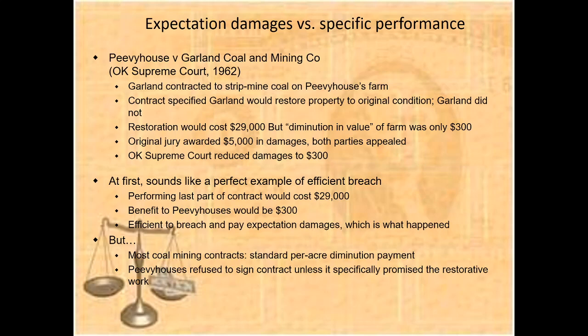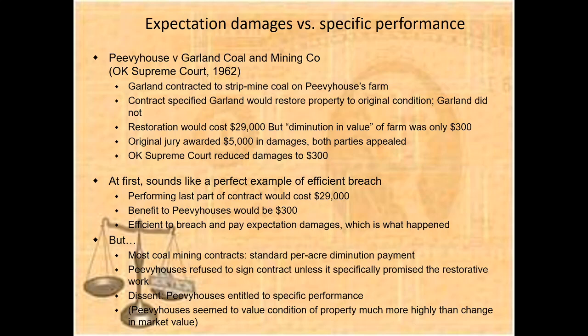PV House refused to sign the contract unless it specifically promised the restorative work. The dissent is that PV House was entitled to specific performance. Why? Because that is the contract. Otherwise, why should they do it? So PV House seems to value the condition of the property much more highly than a change in market value.